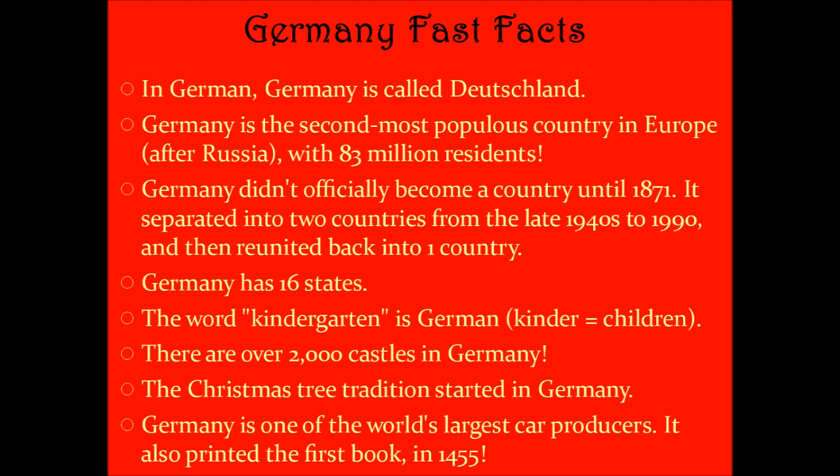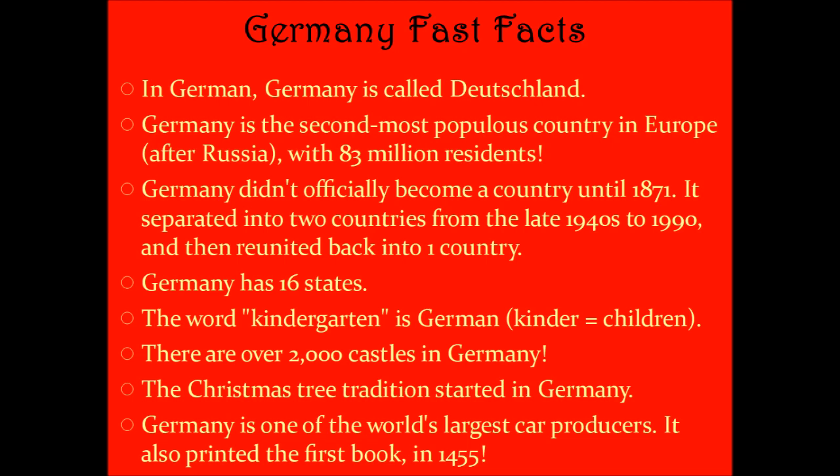Germany is actually the second most populous country in Europe after Russia. So it's the country with the second most amount of people living there. It has 83 million people living in it. To give you a context, if you're a Marylander, we only have 6 million people living in Maryland. And Ireland has even less than that.